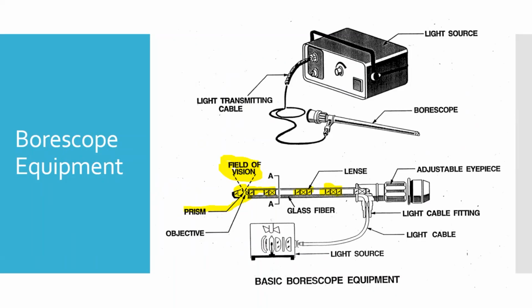But you know, so the image, which is light, we're transmitting light in two directions here. The image is being transmitted by the prism and these glass fibers, and it's going from here. Here's our object, and that image is being transmitted here. It turns 90 degrees, and it comes out here to our eyeball, okay, at the eyepiece.